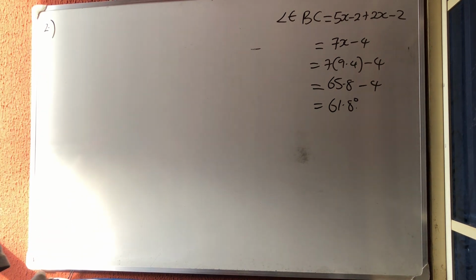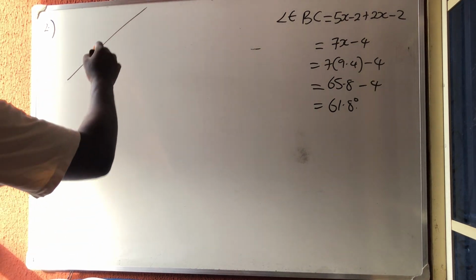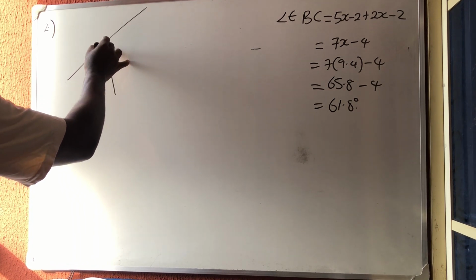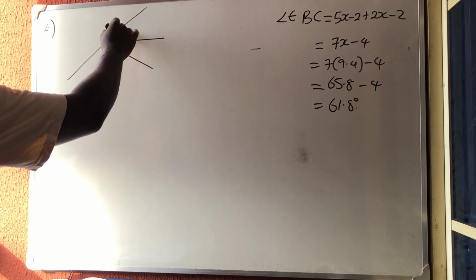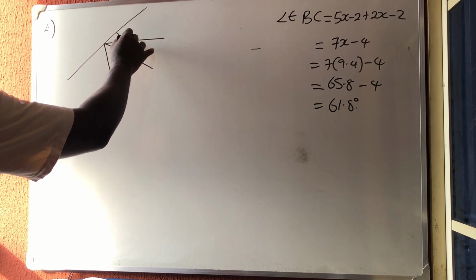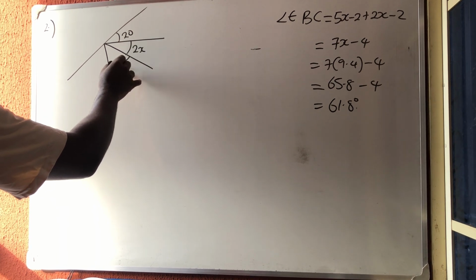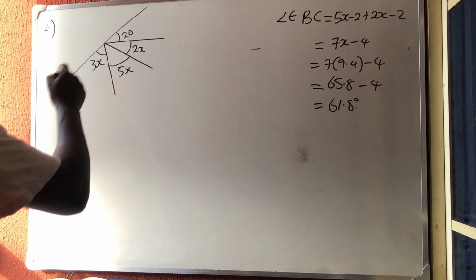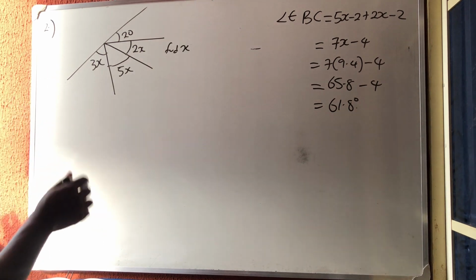Number 2 gave us a straight line like this, and then gave us a line like this. This one comes this way, and then the last one goes this way. So they say that here is 20, here is 2x, here is 5x, and here is 3x. Okay, so they now say find x. Find x. Okay, this one is very simple.